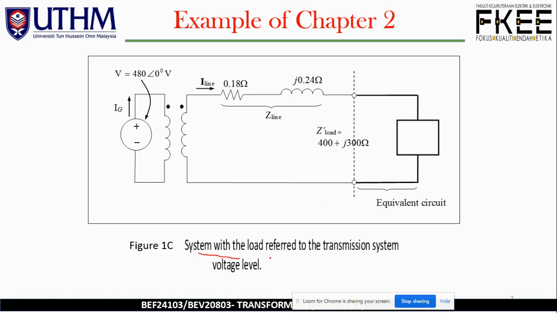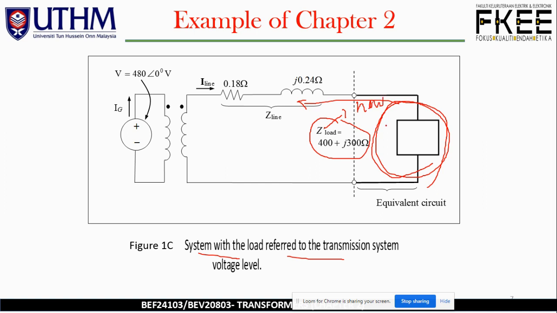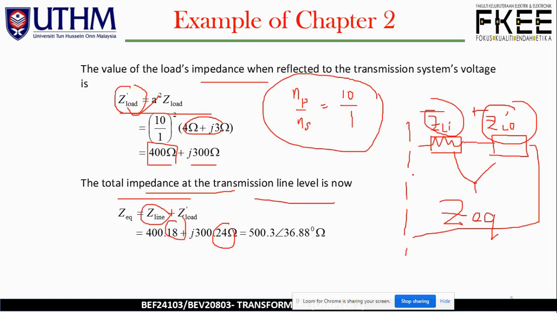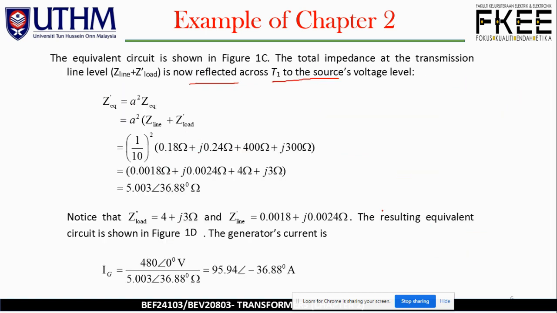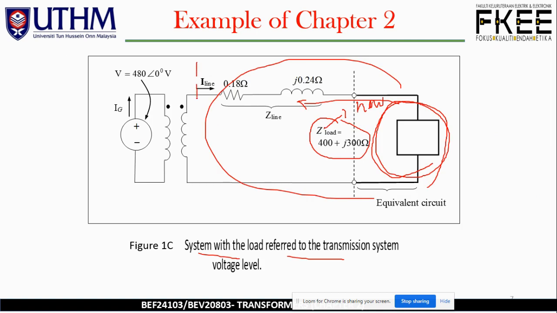This is the system with the load referred to the transmission line voltage level. In the equivalent circuit over here, this is the Z load prime, and this is the existing Z load. Prime means this is the new Z load. This is similar to what I have drawn over here, so don't get confused. The dotted line in my drawing is actually before transformer 1. This is T1, so it's the same thing.